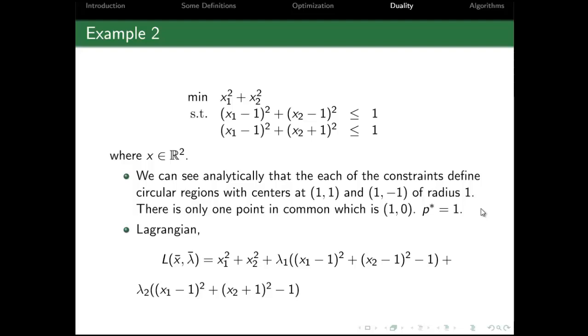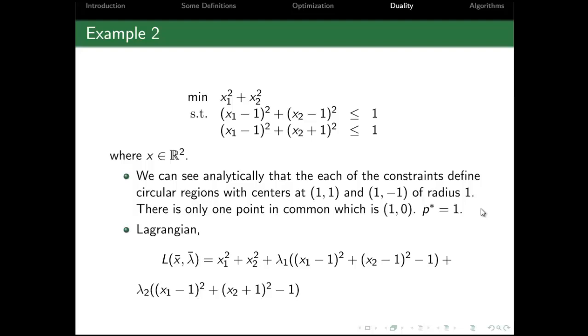Now let us look at another example. Here we are trying to minimize x1 square plus x2 square subject to these two quadratic constraints. If you look at these constraints carefully, both of them are circular regions, one centered at (1, 1) and the other centered at (1, minus 1), each of radius 1. If you just plot them, you can see that there's only one feasible point, that is (1, 0). So trivially the optimal value will become 1.